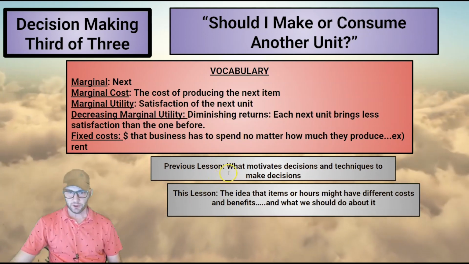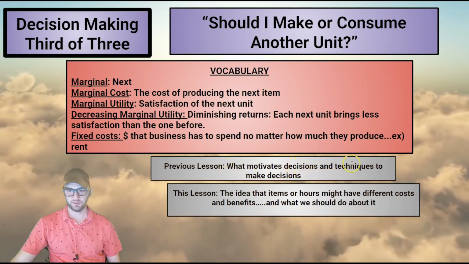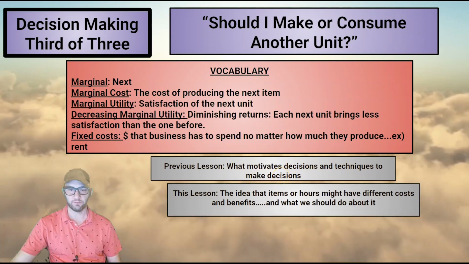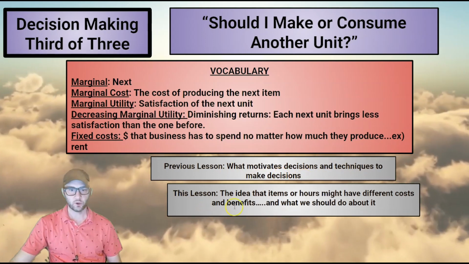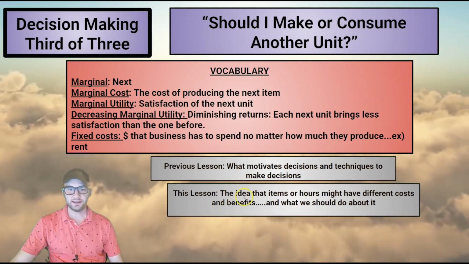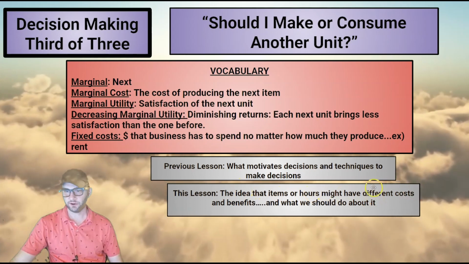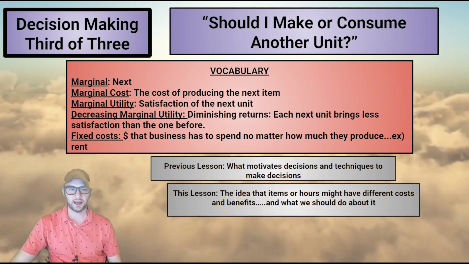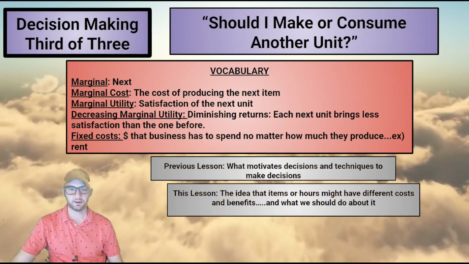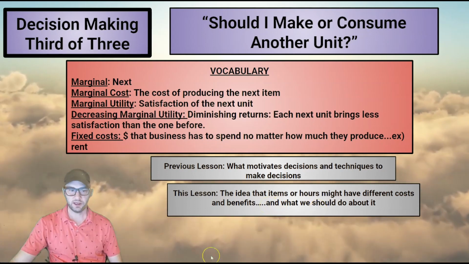In the previous lessons, we learned what motivates decisions, why we make decisions, and we learned some techniques to make decisions quicker and more effectively. Now, in this lesson, we are going to show the idea that items or hours might have different values or different costs and benefits. It depends when and how many we're taking. We're thinking at the margin. And if we know that, what should we do about it?